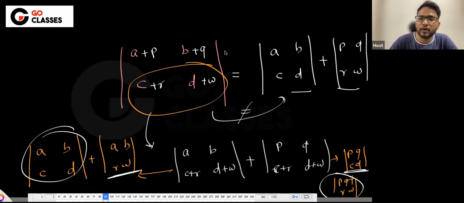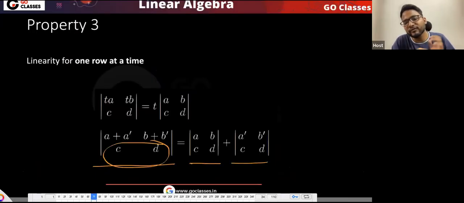Okay, I hope you're getting it. Don't worry, we will do many examples, and after that it will be more clear. But for now, just understand that if you have any row, then you can apply the linearity on that row only. Similarly, you can take the common factor in that row only. If you want, you can look at this in this way also.